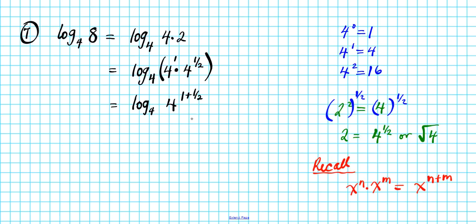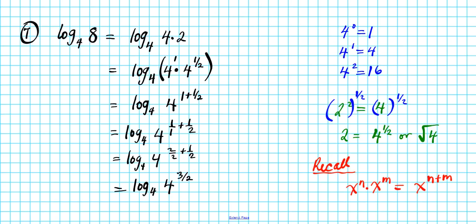So what's 1 plus 1/2? We express the powers with identical denominators, namely the LCD. So we have 1 over 1 plus 1 over 2. Multiply that by 2 top and bottom. Log base 4 of 4 to the 2 over 2 plus 1 over 2. And then that gives us log base 4 of 4 raised to the 3 over 2.